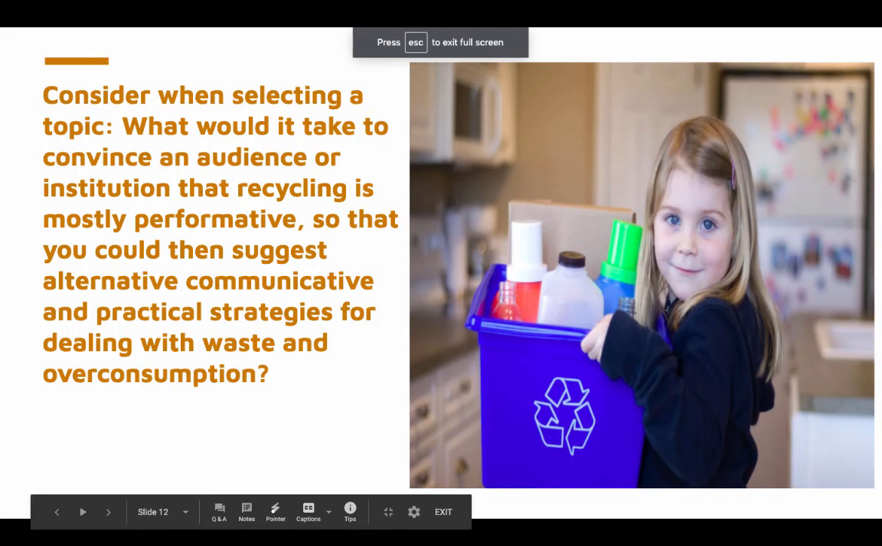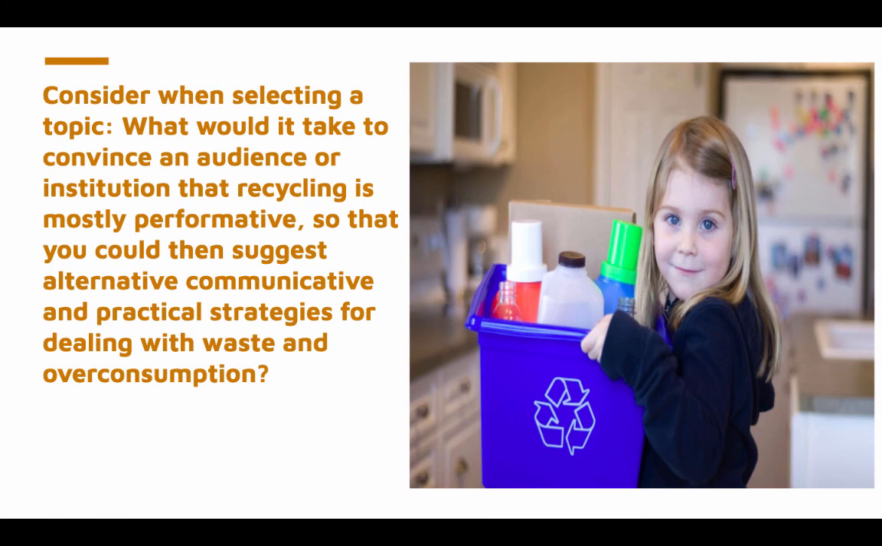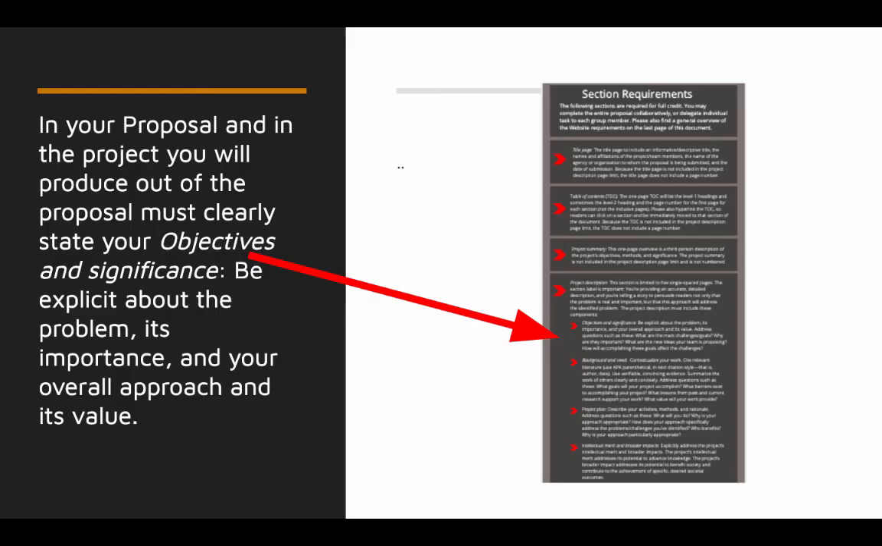How can you consider that when selecting a topic? For example, what would it take to convince an audience or institution that recycling is mostly performative, right? So that you could then suggest an alternative communicative strategy and practical strategies for dealing with waste and overconsumption. So it's not just big oil, right? It's institution-wide, standing around separating our bottles from our cans and feeling good about ourselves when that's just sort of a myth, right? But the myth is communicative as much as it is material.